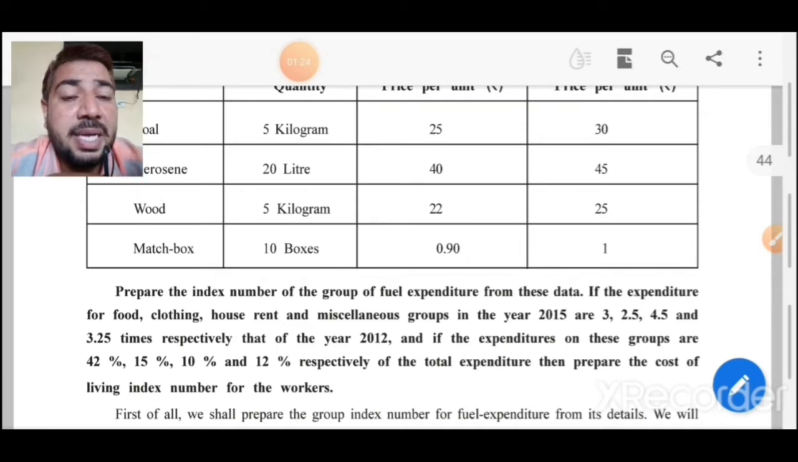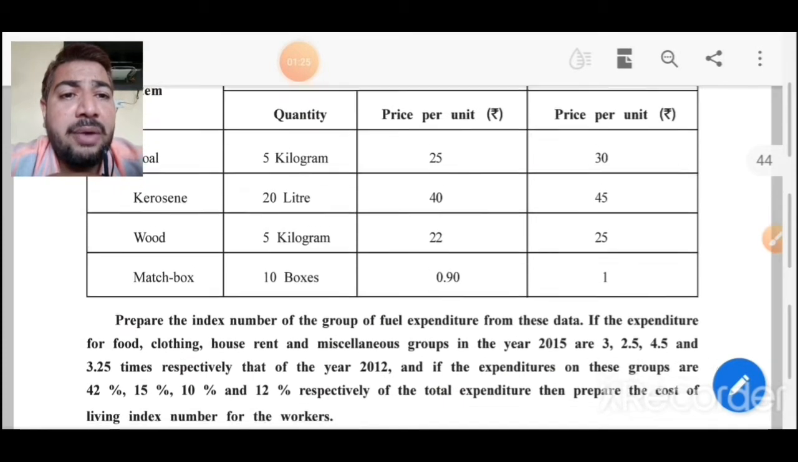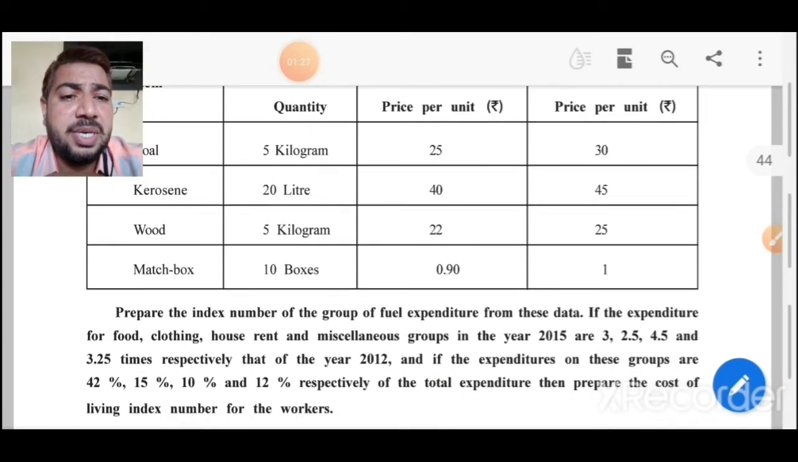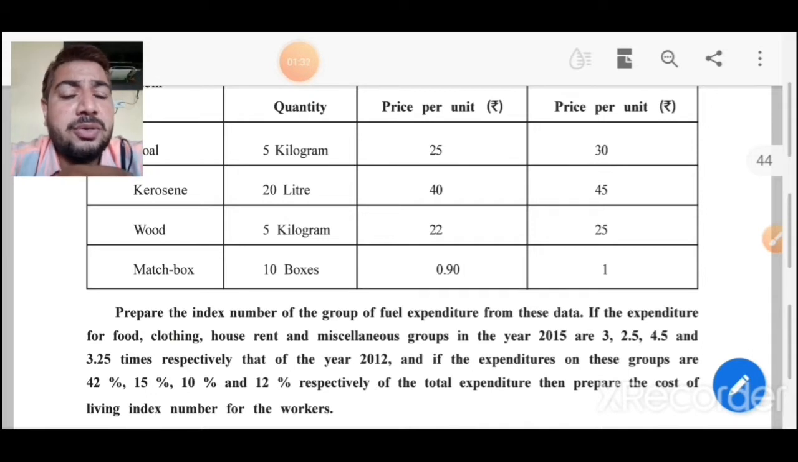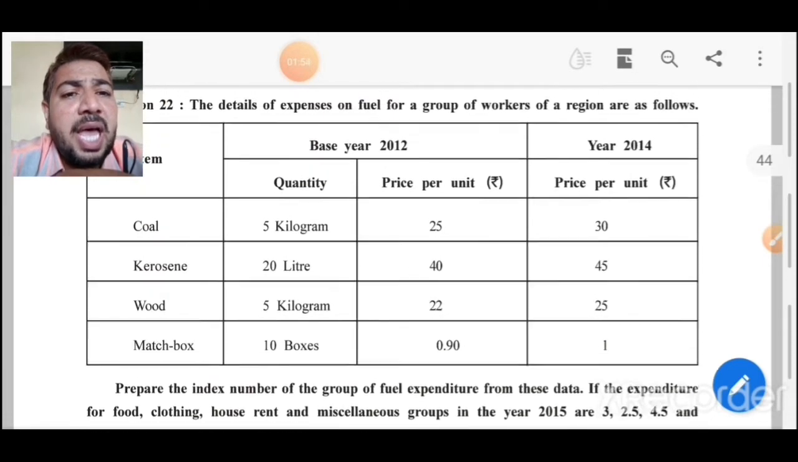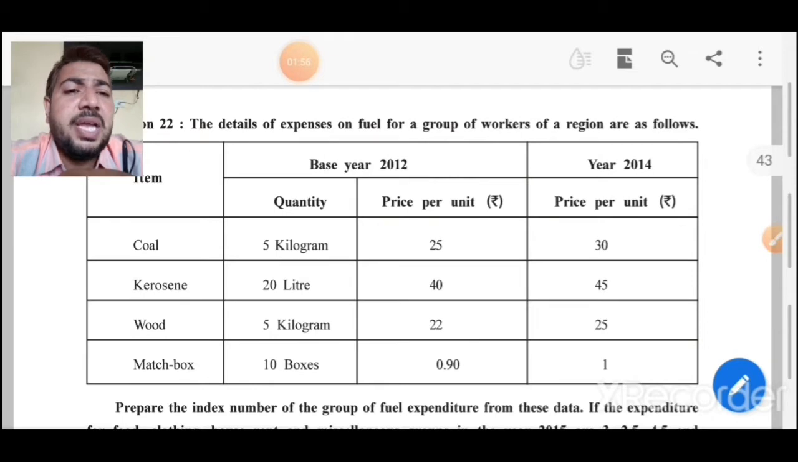So friends, here you have to find the general index number with all the commodities. Those are given here, like food, clothing, house rent and miscellaneous, along with the fuel. They have given us the index number of food, clothing, house rent and miscellaneous, but we have to compute the index number of fuel. So how will we compute? With the help of this table we will calculate.